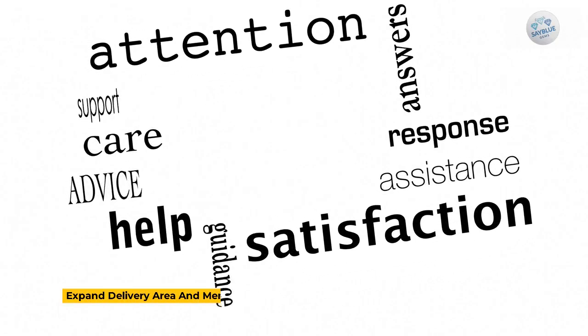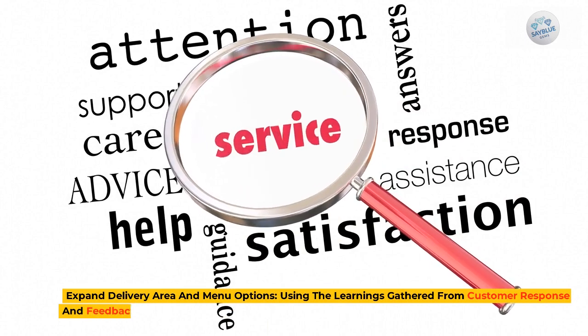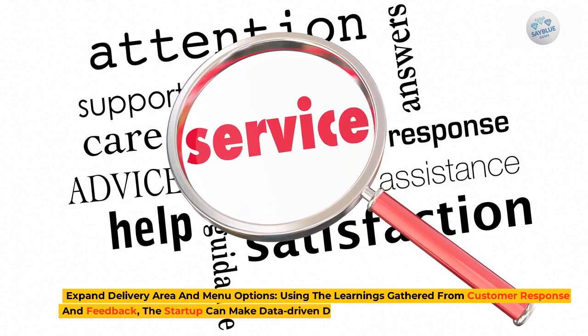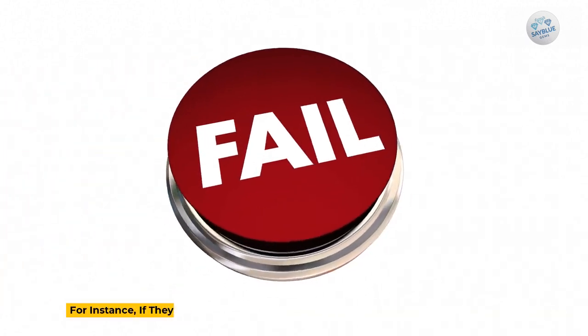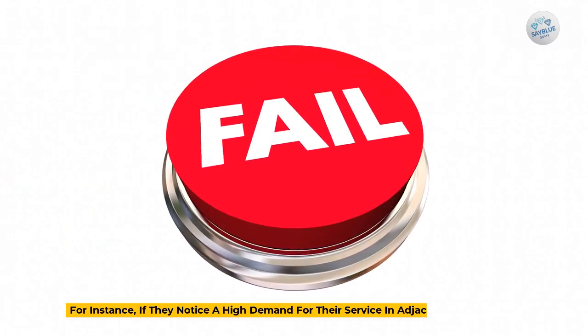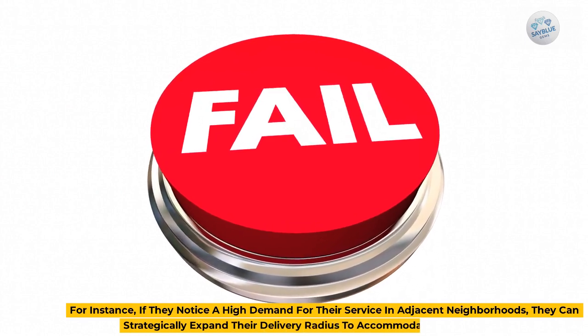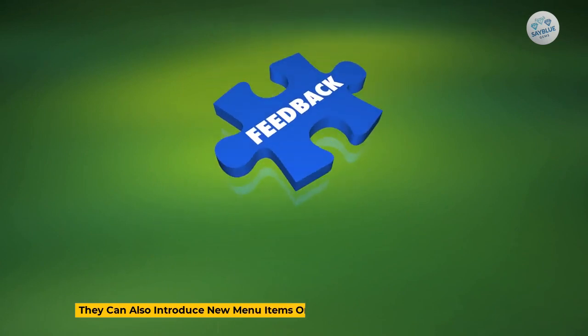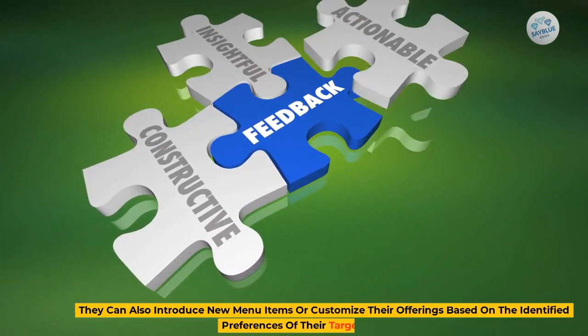Expand delivery area and menu options. Using the learnings gathered from customer response and feedback, the startup can make data-driven decisions on expanding their delivery area and menu options. For instance, if they notice a high demand for their service in adjacent neighborhoods, they can strategically expand their delivery radius to accommodate more customers. They can also introduce new menu items or customize their offerings based on the identified preferences of their target audience.